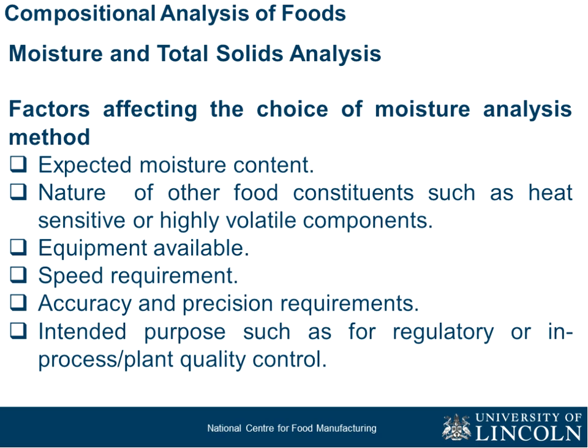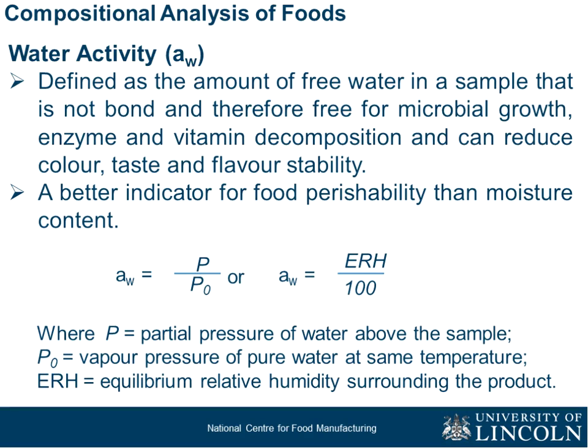Accuracy and precision requirement. For example, the report you're going to submit to Tesco or the Food Standards Agency for investigation has to be accurate because of the legal implication of submitting a wrong report. So you need to look at the accuracy and the precision requirement. The intended purpose, just like I said earlier, regulatory or in-process plant quality control. These are factors that will determine your choice of moisture analysis methods.